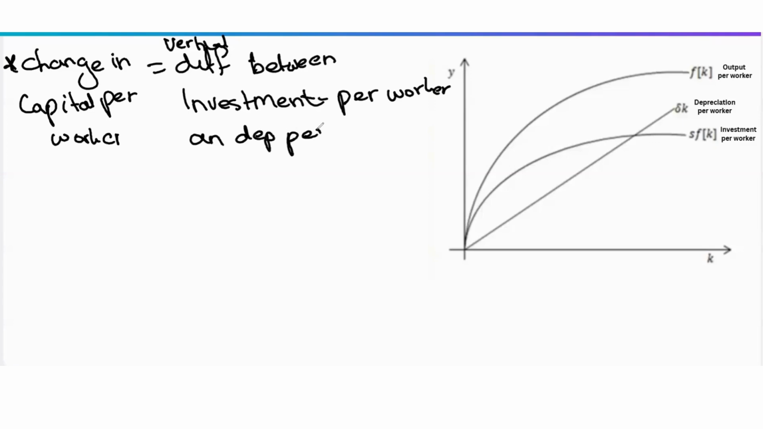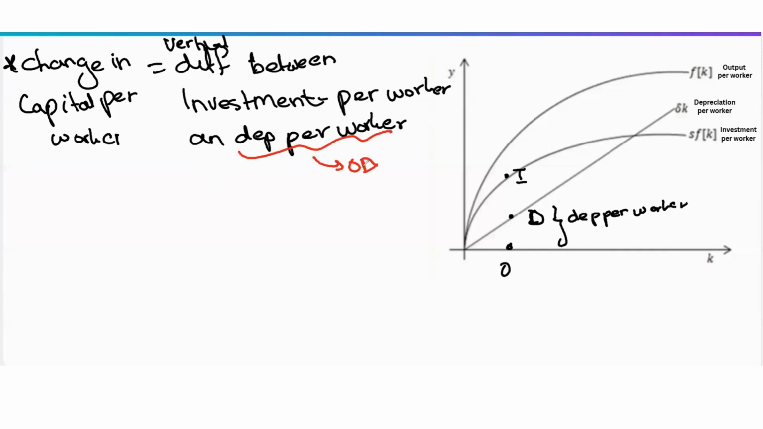So what we can do is let's just label this as O, let's label this as I, and let's label this as D, right? Sorry, and then the opposite, this is D and this is I. So now we can see over here that this is depreciation per worker graphically. OD, right? So depreciation per worker is OD in this case.